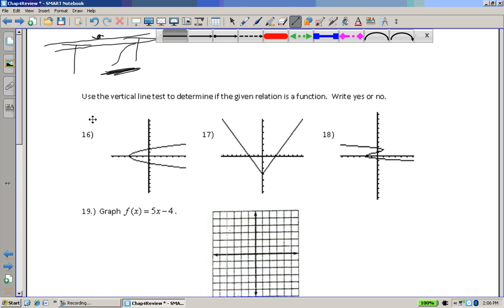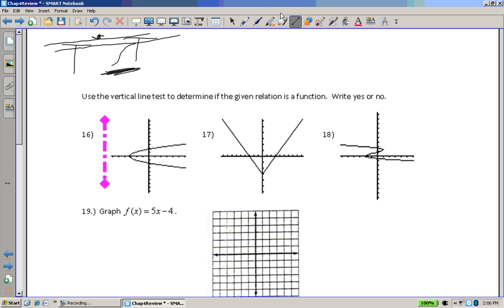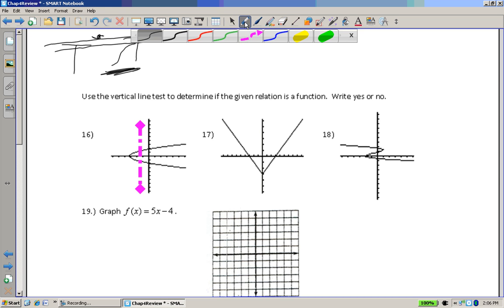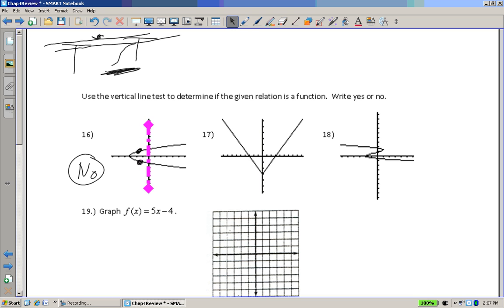So what we're going to do is we're going to take a vertical line, and we're going to ask, does it touch the vertical line more than once? Ah, it does. You can see it touches here and here. If it touches more than once, it's like touching more than one power line. You get fried. Is this a function? No. It touched more than one power line, relatively speaking.